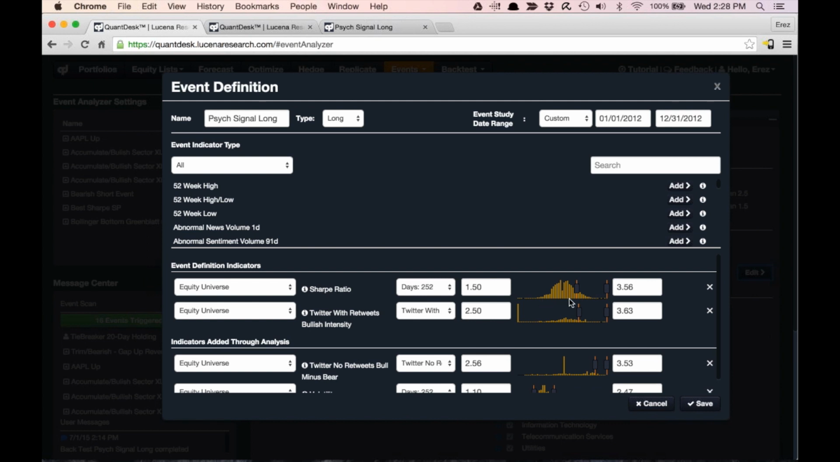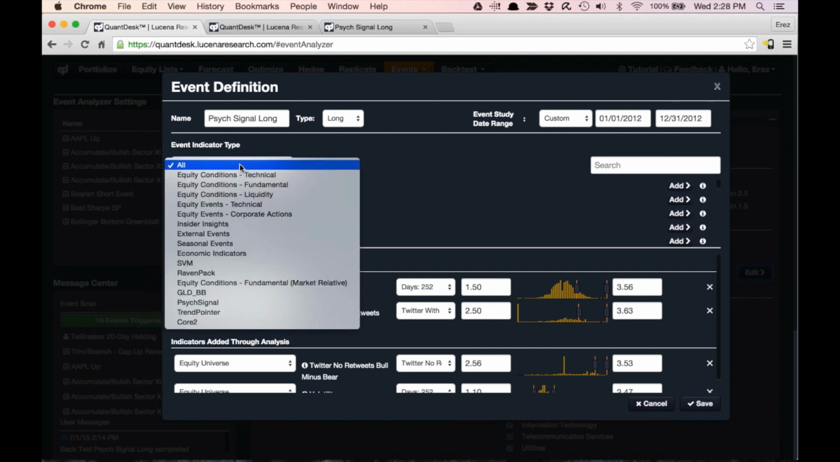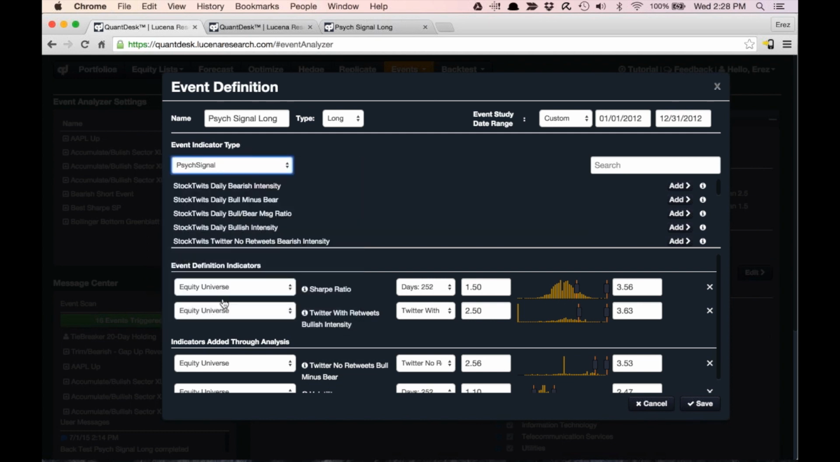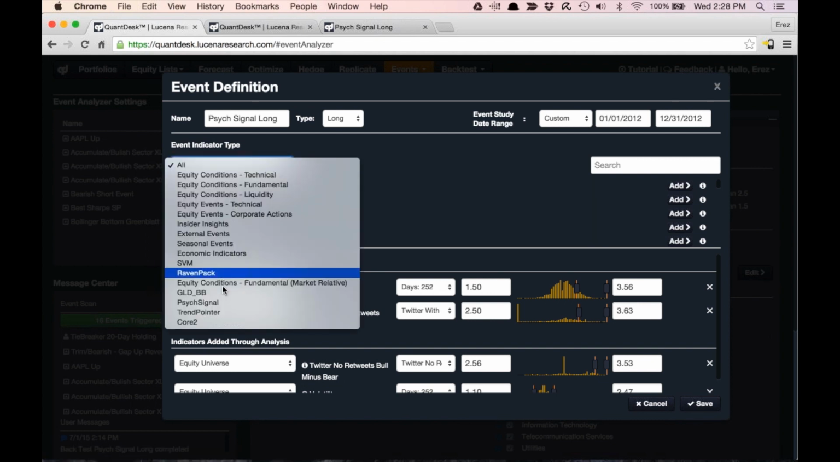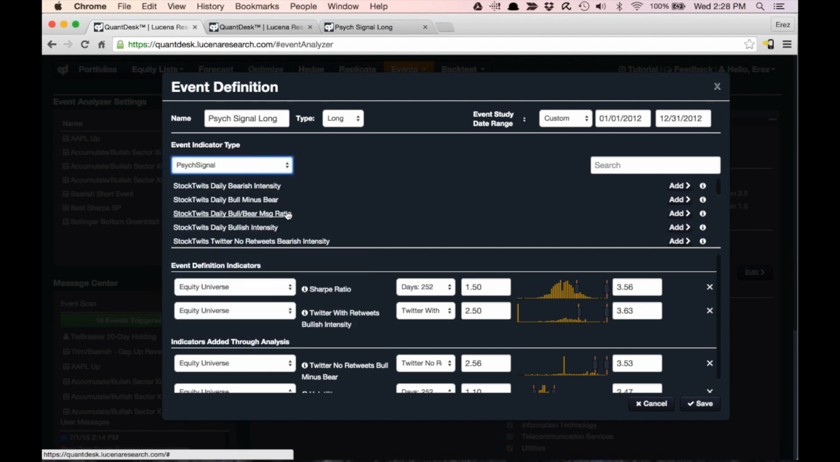We provide a normalized histogram that shows all the possible values for the universe that we are assessing as to the values that the indicator that we have selected presents. In this particular case, you can see that I've incorporated here Sharpe ratio, which is one of our core technical indicators, with PsychSignal indicators called Twitter with retweets bullish intensity. You can see, by the way, here all the possible signals that we aggregate and consume from PsychSignal and bring completely as part of our existing indicators into our platform.